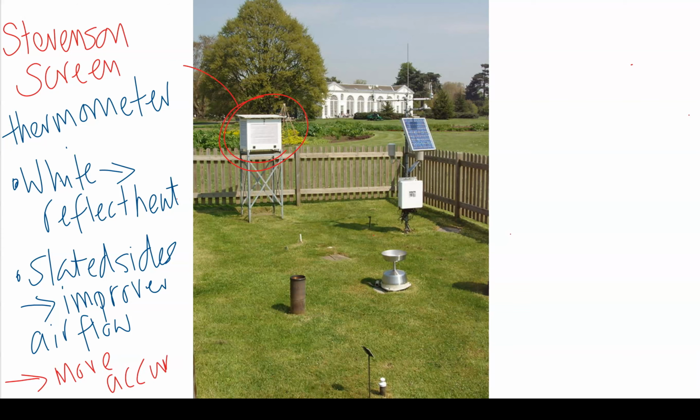So think for a moment, if you were to put your thermometer in a car on a hot day, with the windows up, that car would heat up inside and the thermometer would give you an inaccurately high reading. So you put it in a Stephenson screen to try and improve the accuracy.